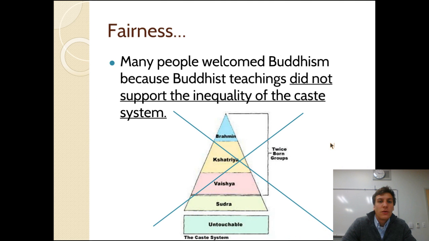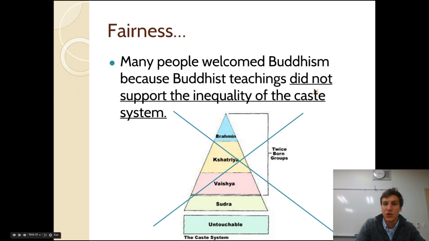So Siddhartha Gautama saw the inequality of the caste system, and he rejected that. He wanted to start a new religion that had some of the ideas of Hinduism, but took away that caste system and took away that inequality. So lots of people welcomed Buddhist teachings because they did not support that inequality.